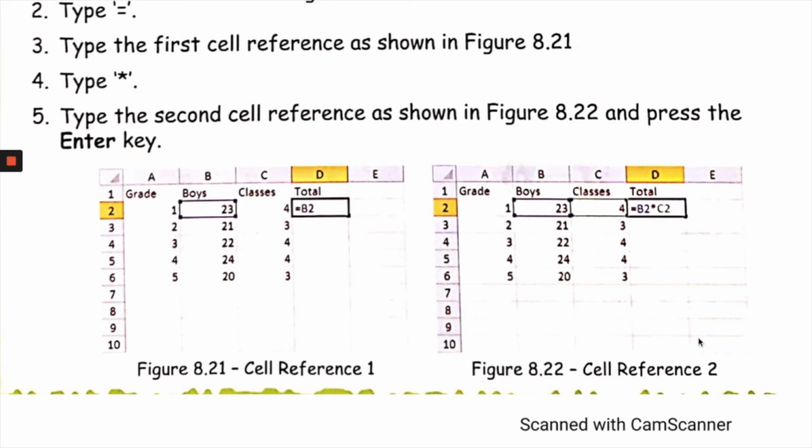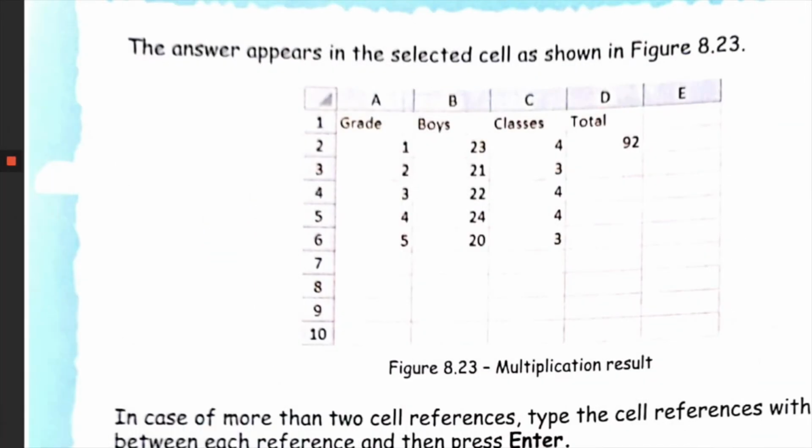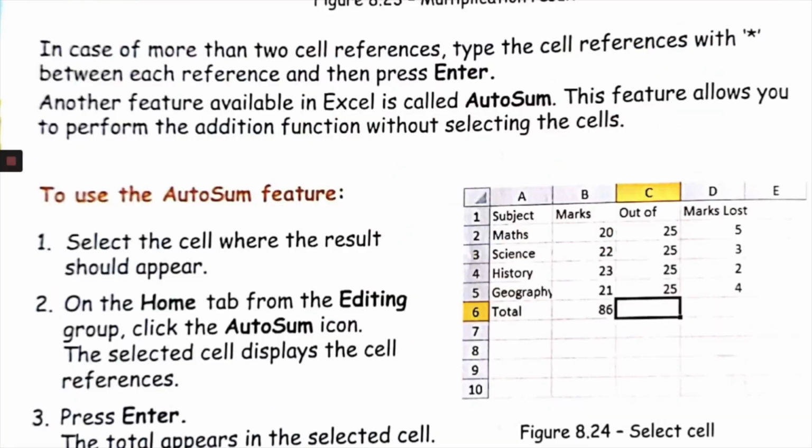you get the value. The answer appears in the selected cell as shown in figure 8.23. Can you see? In figure 8.23, the total has appeared here. The total is seen in the cell B2. In case of more than 2 cell references, type the cell reference with asterisk between each reference and then press enter. You have to put the asterisk symbol between those cell references and then press enter.